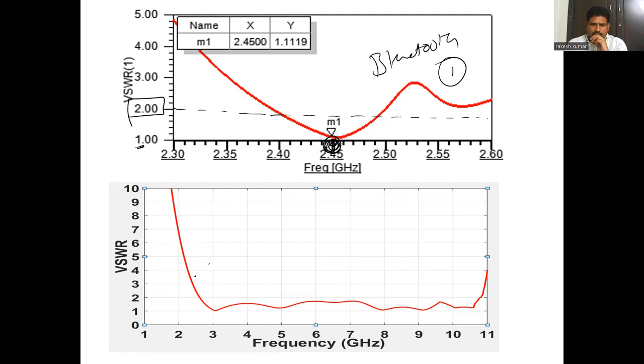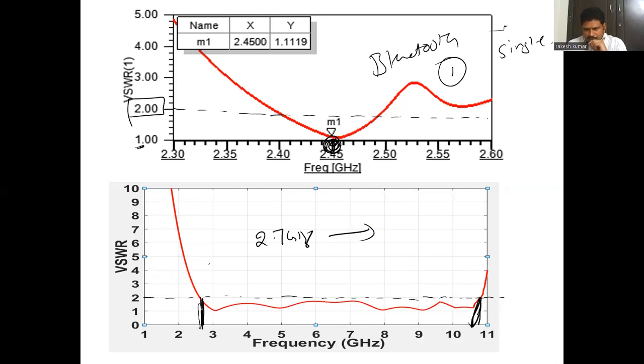Let us take this graph. This is for a single band. Now tell me about this one. As we have seen, you have to draw a line at 2. If you observe here, from where to where is this antenna operating? The values are below 2 from this frequency to this frequency. This antenna is operating from 2.7 gigahertz to almost 10.8 gigahertz.